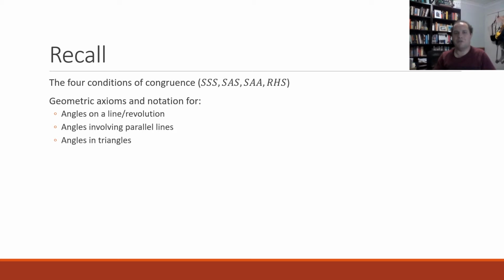Alright, so some things you have to recall from previous lessons. The four conditions of congruence: SSS, SAS, SAA, or any variation on that, ASA for example, and then RHS. Those are the four conditions of congruence. We're going to be using them to help in some of our examples in this video. And then, like we mentioned in our last video, we need to remember the geometric axioms and notation for angles on a line or revolution, angles involving parallel lines, and angles in triangles.